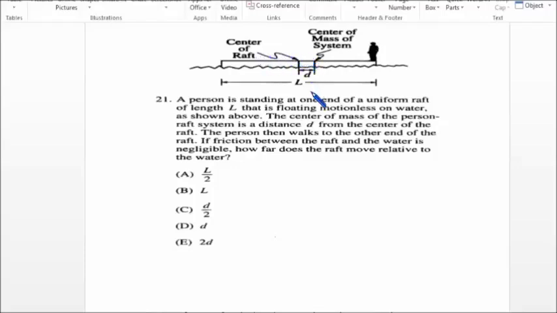So this is a much simpler and faster way of getting the answer. But one needs to know the implication of conservation of momentum, how it applies to the center of mass, and use that fact to solve the problem.